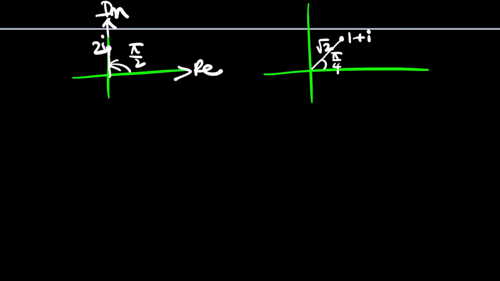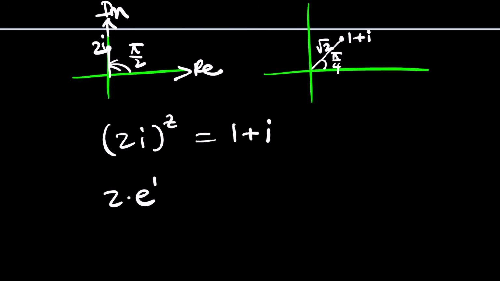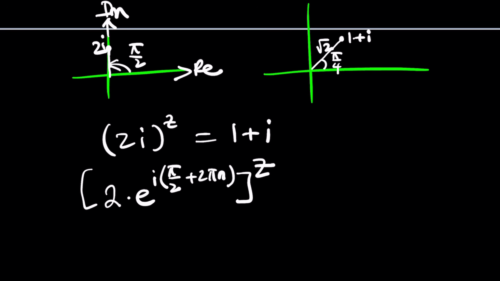Let's go ahead and set up our equation. 2i to the z is 1 plus i. We're going to replace 2i with 2 times e to the power i times pi over 2. But again, we are allowed to add multiples of 2 pi, so let's just go ahead and add 2 pi n, where n is an integer, and then we're going to go ahead and raise it to the power z. By the way, this 2 and z look alike, but this is 2, that's a z. So I put a little line through it, you can tell.